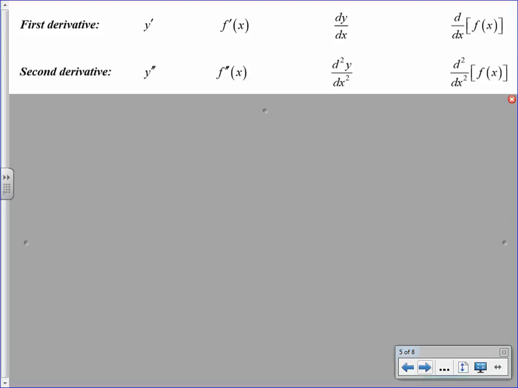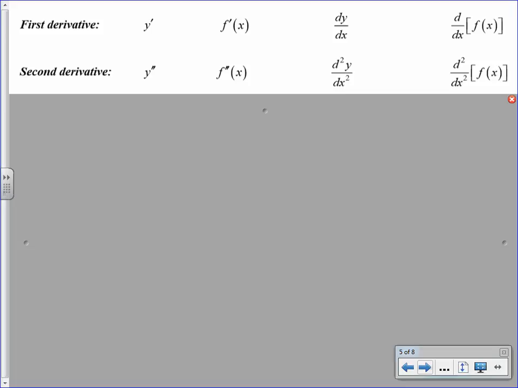The second derivative would look like this, where we have 2 primes. Okay? Or d squared y over dx squared. This is notating the second derivative. So take the derivative of the derivative. Right, so if your derivative is 4, then the derivative of that is 0.